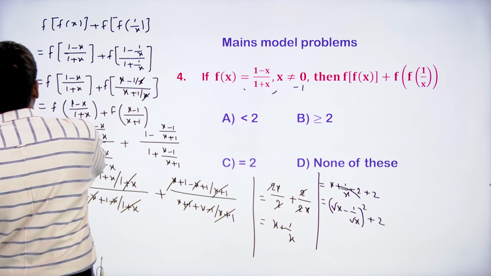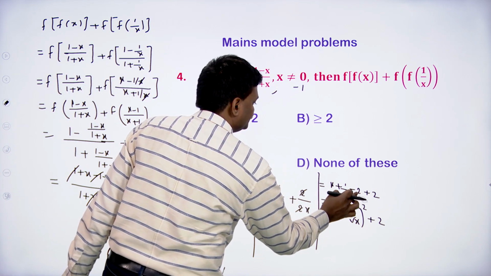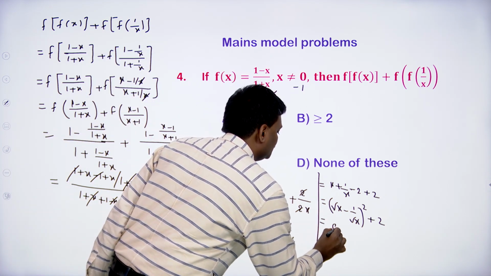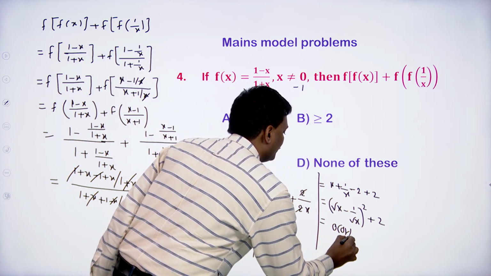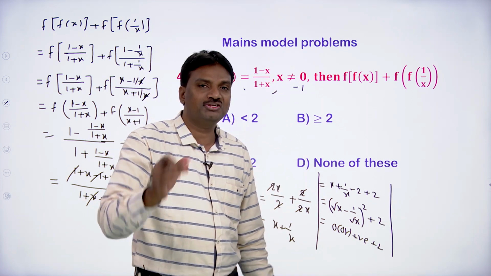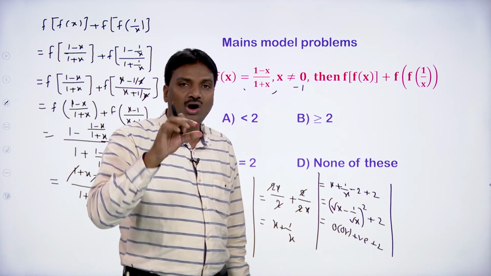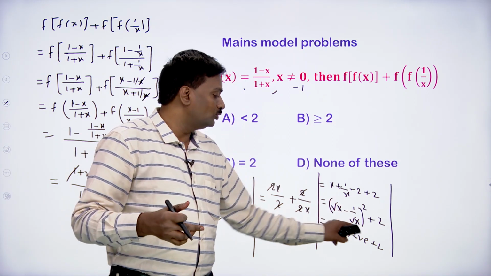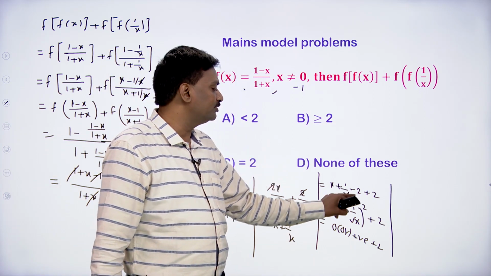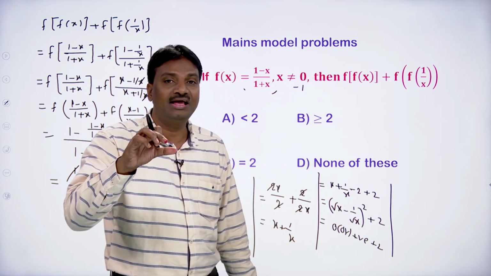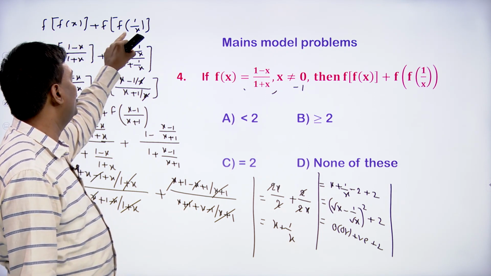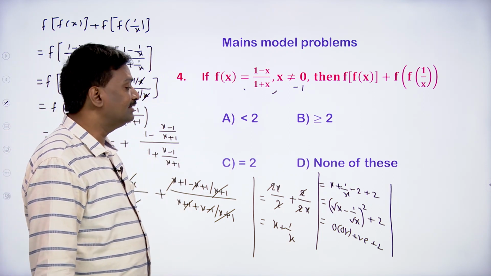The value of this is maybe 0 or positive. So by taking either 0 or positive, the value of this is 0 or positive plus 2. If we suppose that the value is 0, 0 plus 2 is 2. If this value is not 0, meaning greater than 0, 2 plus greater than 0 means we will get greater than 2. So the value of (root x minus 1 by root x) whole square plus 2 is greater than or equal to 2. So the value of this f of x plus f of 1 by x is greater than or equal to 2.